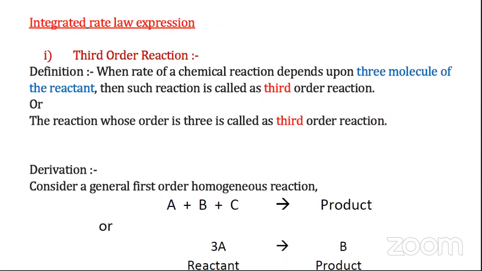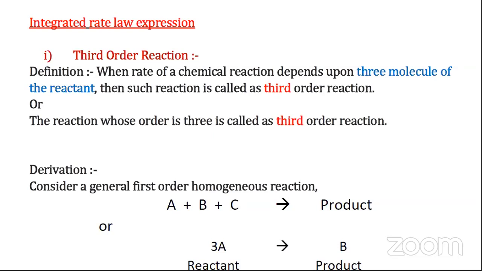Integrated rate law for third order reaction. What is a third order reaction? When the rate of a chemical reaction depends upon three molecules of the reactant, then such a reaction is called a third order reaction. Or the reaction whose order is 3 is called a third order reaction.